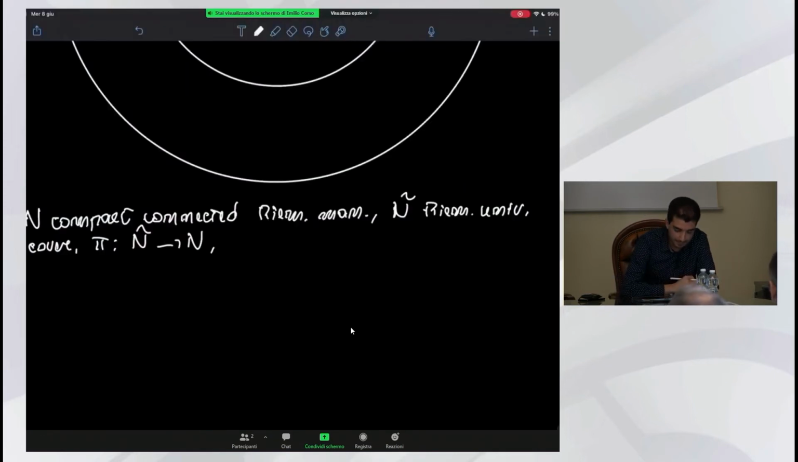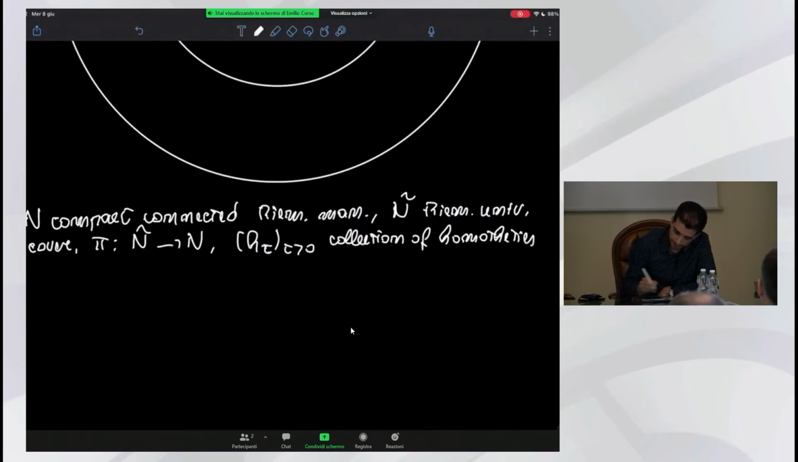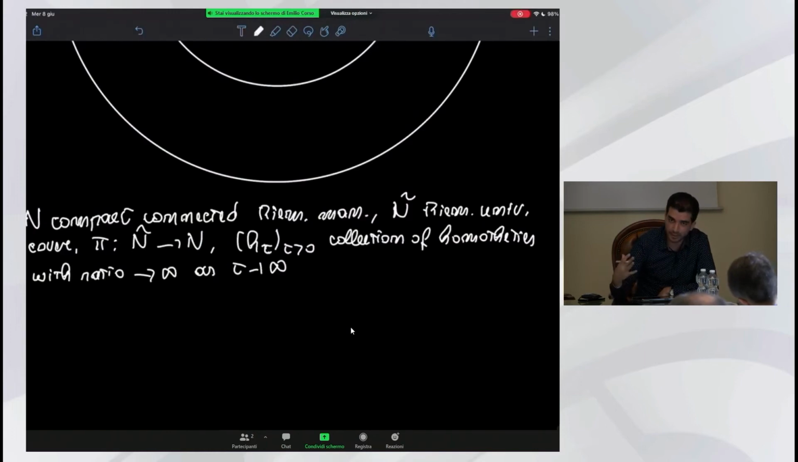And then consider some family of homotheties in N tilde, which describe the dilation. So this is a collection of Riemannian homotheties. So there is a rescaling of the metric by a certain ratio, with a ratio tending to infinity as t goes to infinity. And your initial shape, your initial body, can be described in terms of a mass distribution. So you consider an initial distribution mu, a Borel probability measure on N tilde.